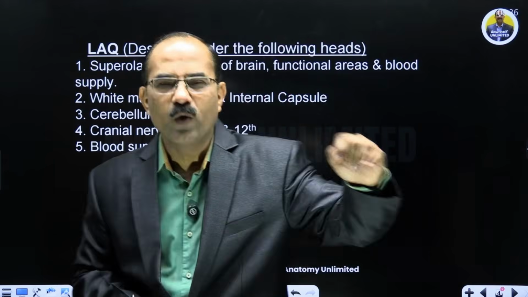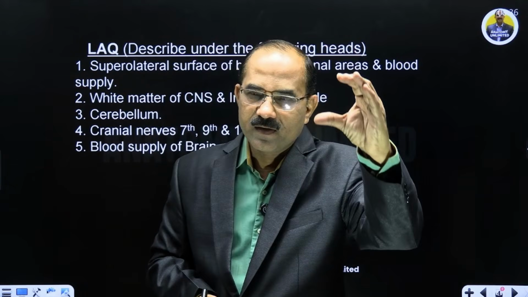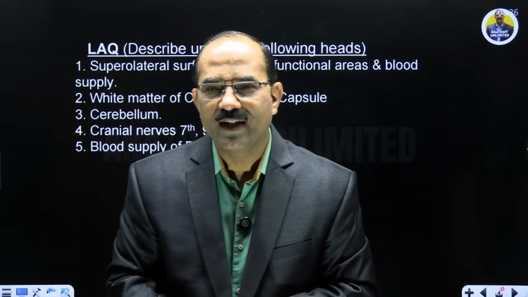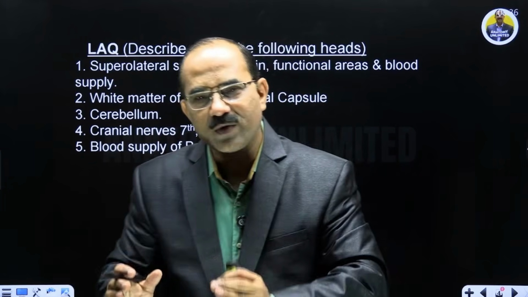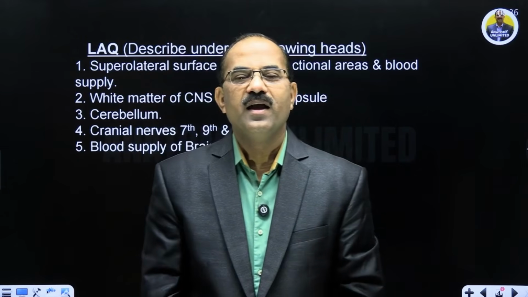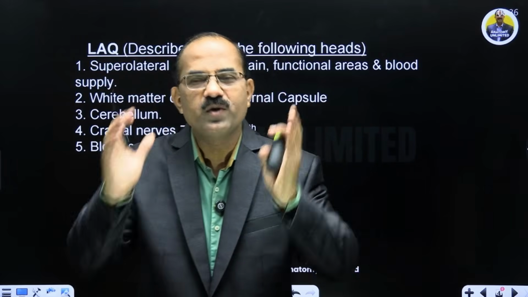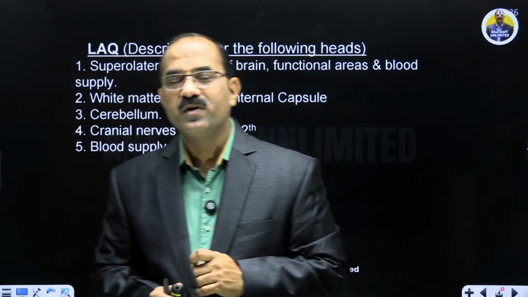Fine. And then internal capsule you have to write. You have to draw that horizontal section of the brain. You have to draw the internal capsule with the caudate nucleus and thalamus on the medial side, the lentiform nucleus on the lateral side. फिर उसके parts लिखने हैं, anterior limb, genu, posterior limb, retro and sublentiform part. And the fibers passing through this, the ascending and descending fibers passing through the various limbs of the internal capsule, you have to write.